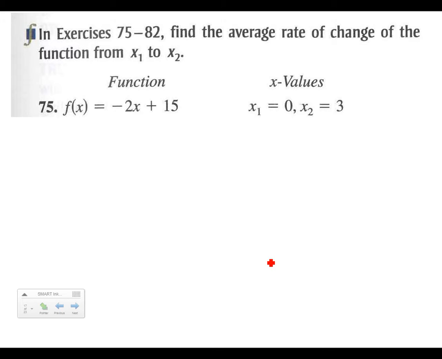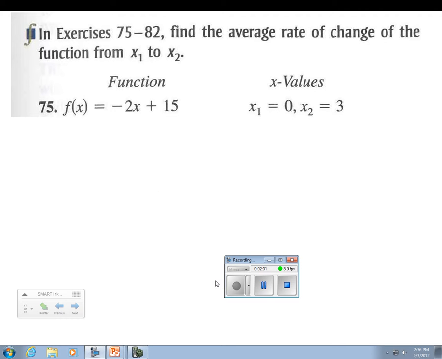Alright, if you're ready to go, here we go. So we want to find the average rate of change from x1 to x2. So if we plug in, sorry, got interrupted. If we plug in f of 0 minus f of 3, which are our 2 values for x1 and x2, and divide by 0 minus 3, we'll have our answer.